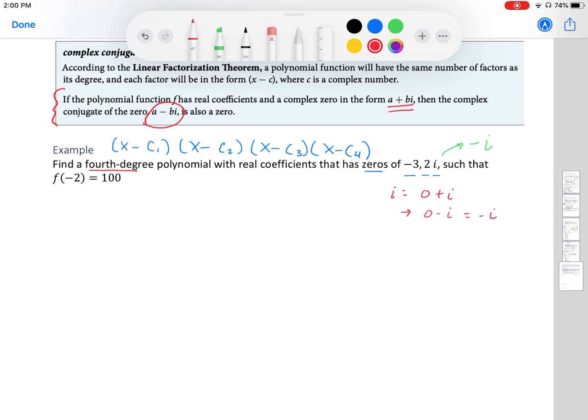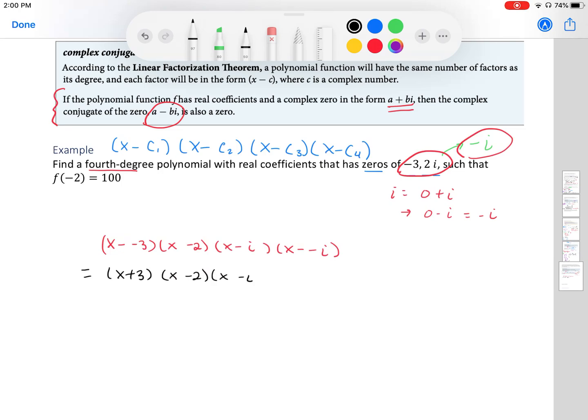Okay, so let's first start off by writing all of our zeros as factors. So I have x minus -3, x minus 2, x minus i, and x minus -i. Notice I always write x minus. Let's clean this up. So I have x plus 3, x minus 2, x minus i, and x plus i.